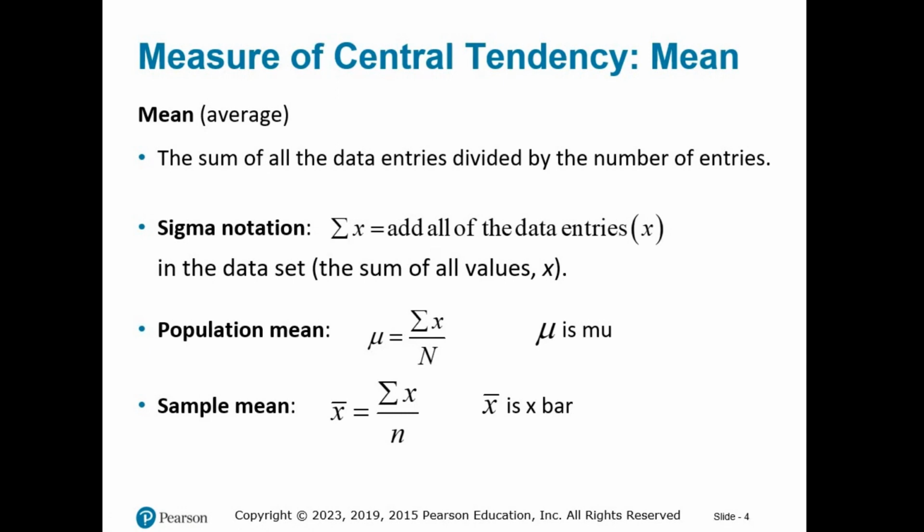The population mean is represented by the lowercase Greek letter mu. That's how you pronounce that. It kind of looks like a cursive U with a little tail at the beginning, and it's pronounced mu. It is found by adding all the population data entries together and dividing by the total population, represented by a capital letter N. The sample mean is represented by a lowercase x with a bar over the top, which we simply call x bar, and is found by summing all of the sample data entries and dividing by the sample size, represented by lowercase n.